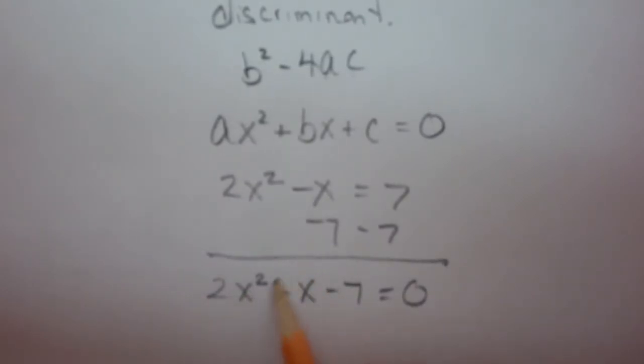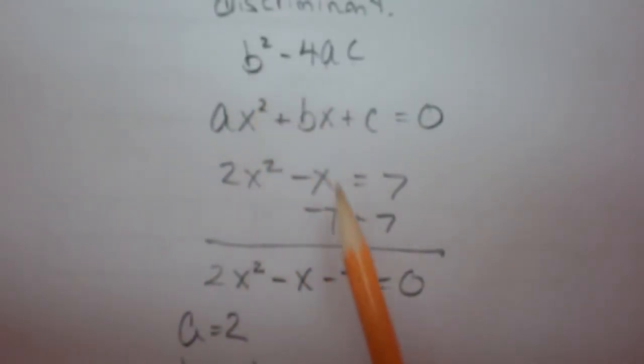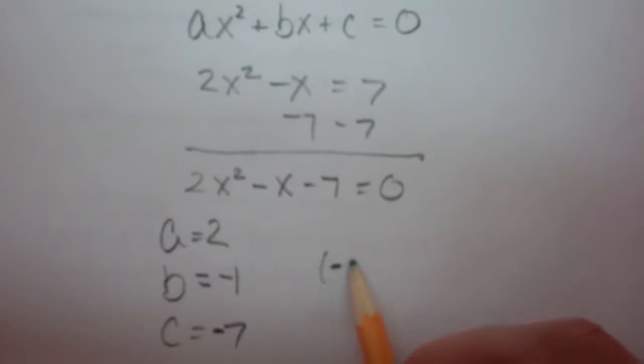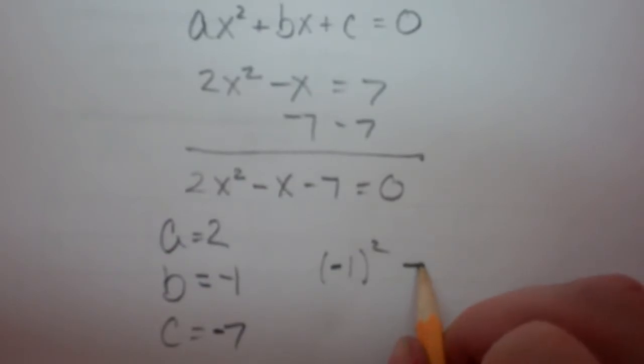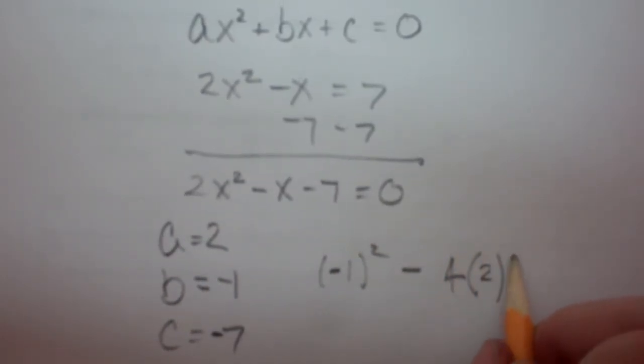The discriminant here, the a, first of all, is a 2. The b is a negative 1. And the c is a negative 7. So b squared is negative 1 squared. Notice how I use those parentheses? That's important. Minus 4 times the a, which is a 2, times the c, which is a negative 7.